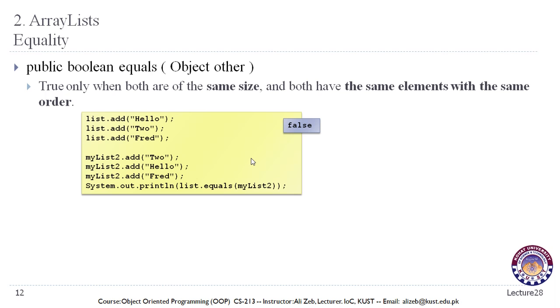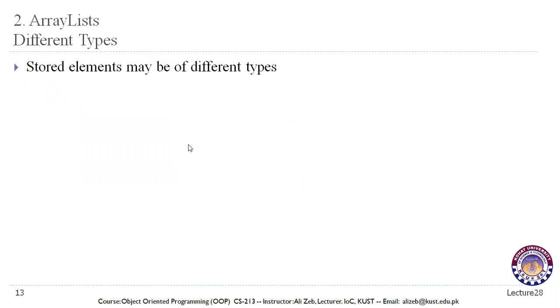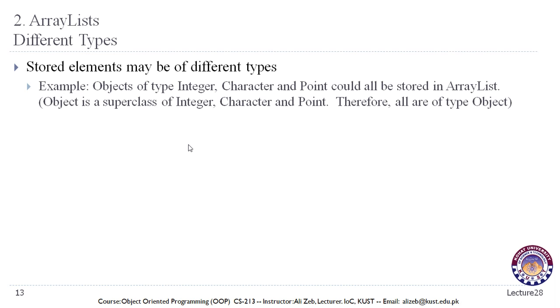So this should return false since the order of the elements is not the same. Stored elements may be of different types. We can store elements of different types. For example, objects of type integer, character, and point could all be stored in an array list. Object is a superclass, as we understand, of the integer, character, and point, therefore all of type object.